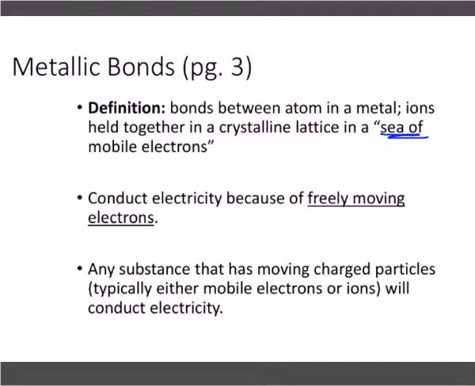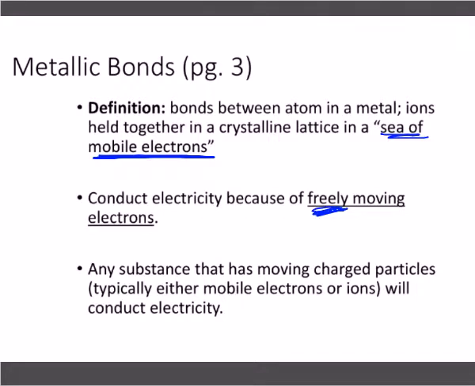Here's the key thing. Sea of mobile electrons. Make sure you highlight or underline that in your notes on metallic bonding. All right? The phrase you're going to hear is atoms in a sea of mobile electrons. Okay, that's the key idea there. What that means is they are freely moving electrons.